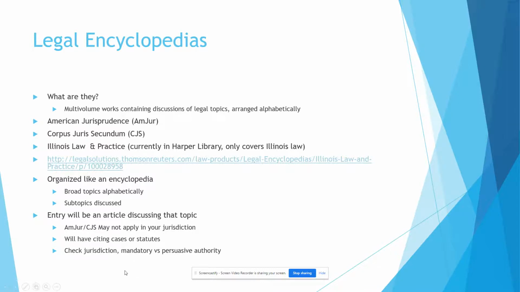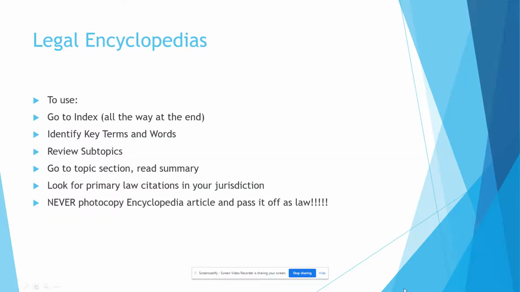Okay, so when you're looking at the citing references that support these topic sections, make sure that it's actually in your jurisdiction. So you go to the index all the way at the end, find your key terms and words, look at the subtopics, then go to the topic section that they give you, read the summary, look at what supports it, and find primary law citations. Don't just photocopy this encyclopedia article and say, hey, I did my research. That's not research. That's not law. That's not what anybody who's giving you this assignment is asking you to do.